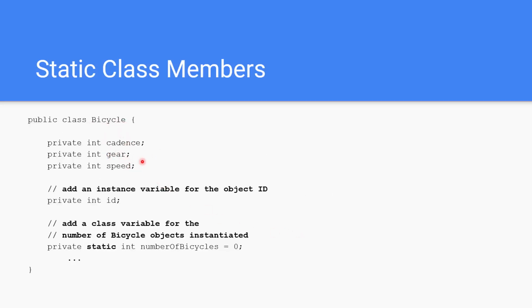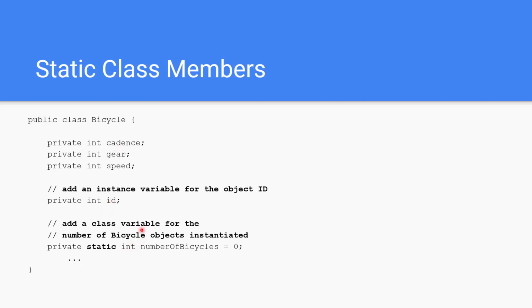And every bicycle will have its own cadence, gear, and speed, and this makes sense. So every bicycle object is most likely going to have something different for cadence, the number of gears and the speed, and also its own value for the ID of the bicycle.